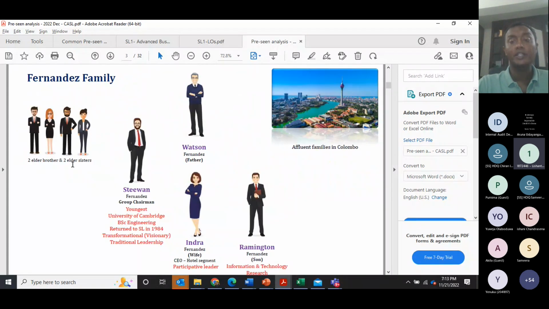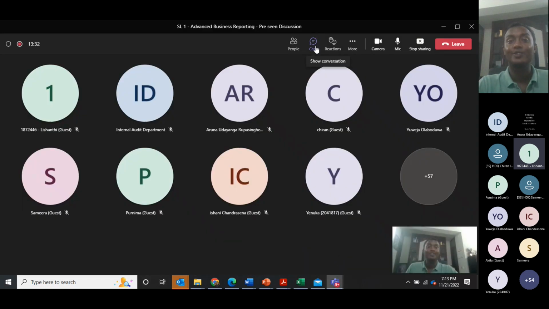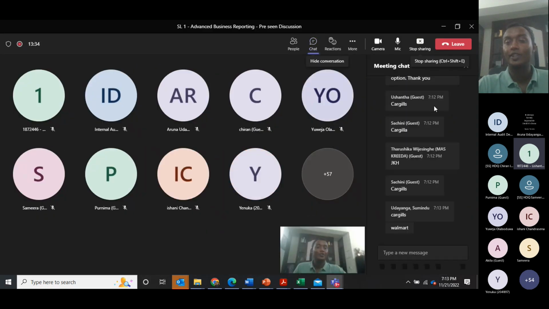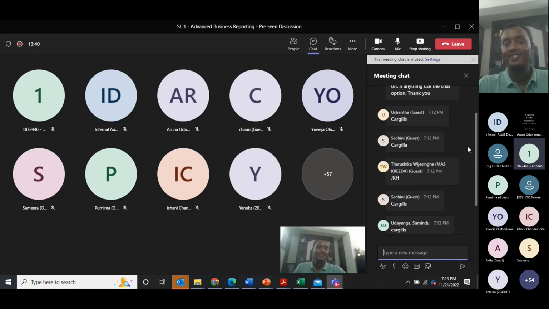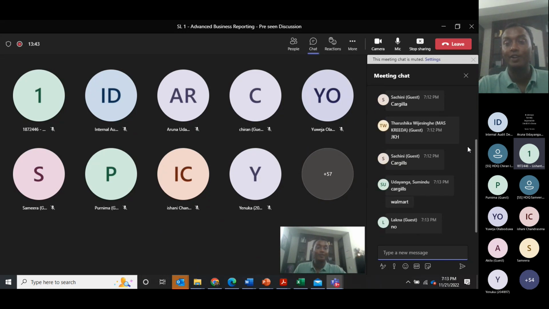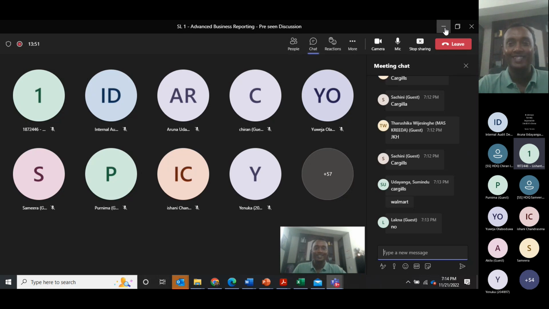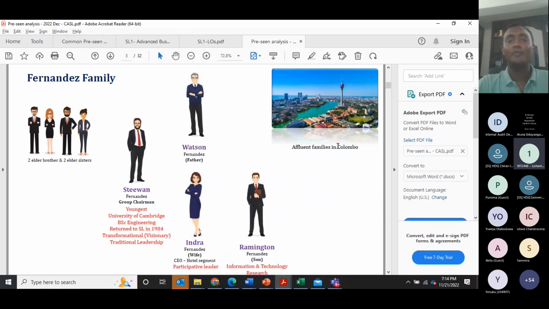One of the key characters in this case study is Stephen. He's a group chairman, right? Can somebody tell me whether Stephen is an independent chairman or not? So we are interactive, I'm asking questions from the beginning. I also wanted to know, okay, some students have already responded. Cargill's, JKH, anyone who can guess? Very good. I think Sumudini has guessed Walmart. Actually, this company's vision and Walmart's vision are almost the same.